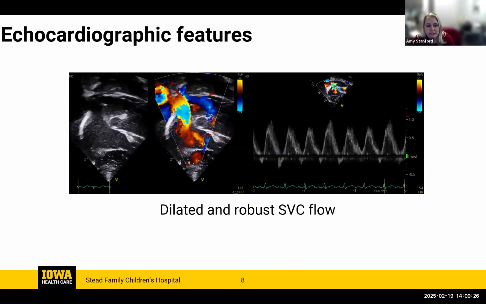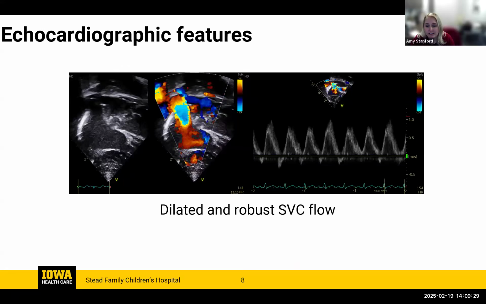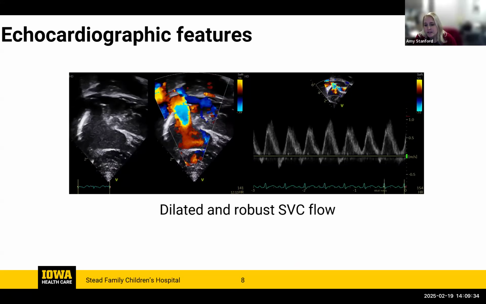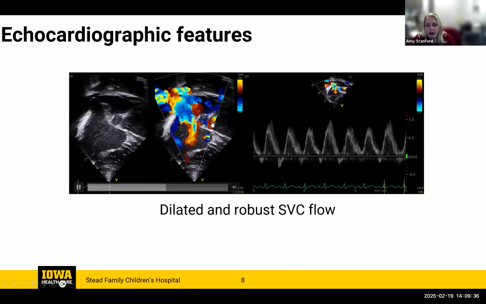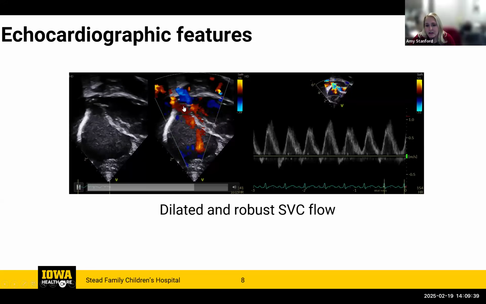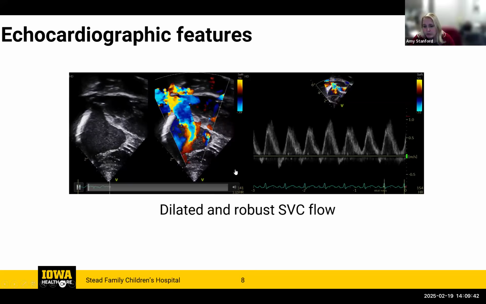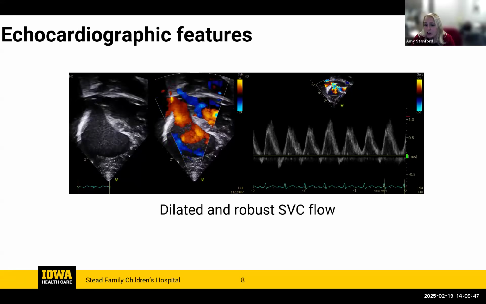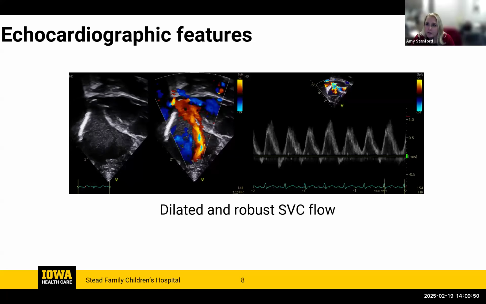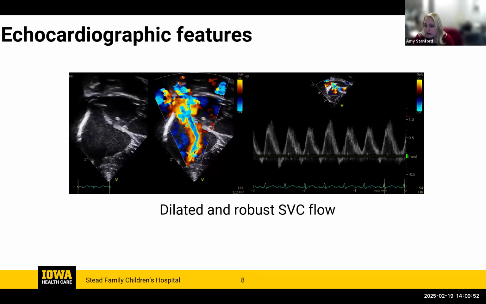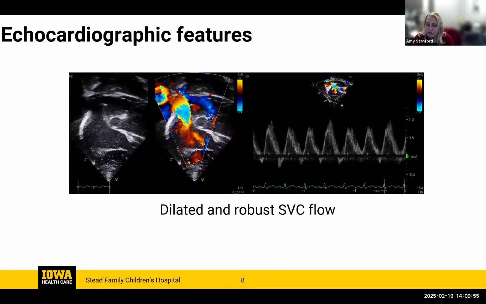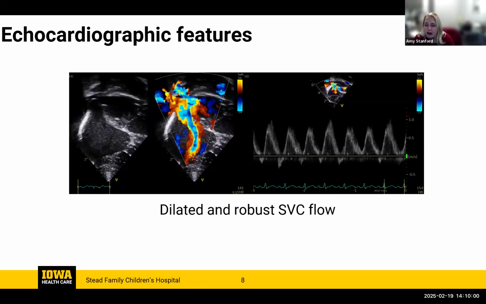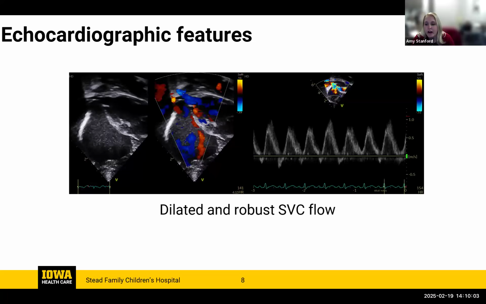The first one you really want to think about is if you have a dilated SVC, robust SVC flow. And so you can see here in the subcostal view, we have our right atrium, and we have a really robust SVC flow coming off. And when we Doppler that with our pulse wave Doppler, a quite robust VTI. And what we'll actually do in our patients with vein of Galen as we follow them serially is we'll trace the VTI of the SVC flow to trend how our high output cardiac failure is over time.